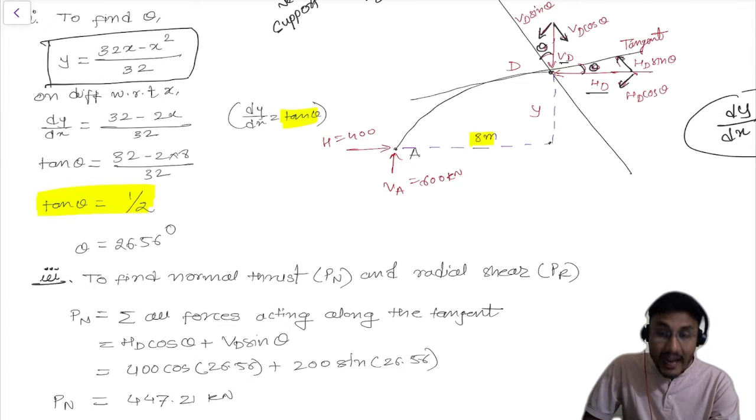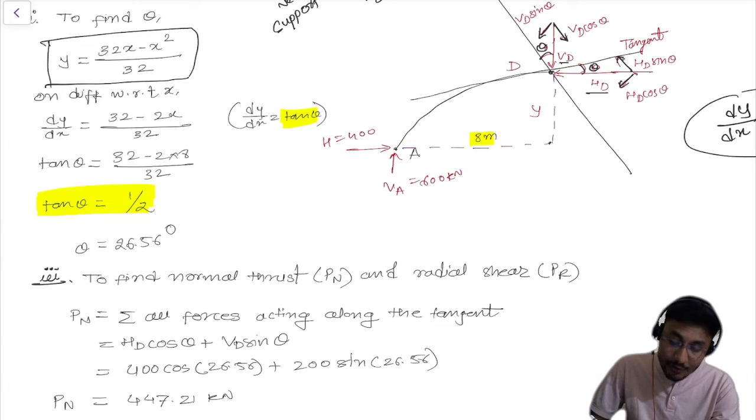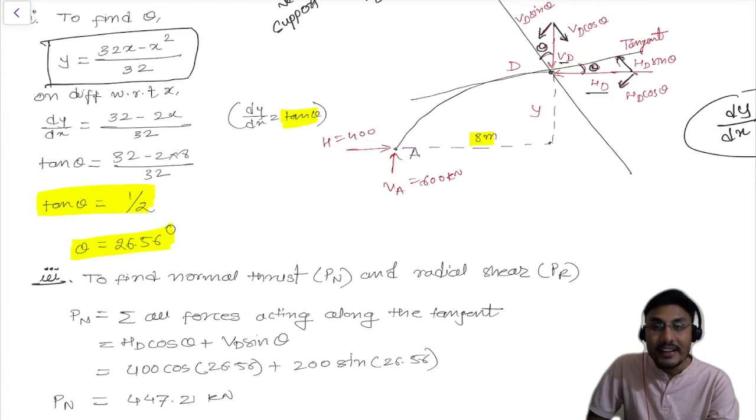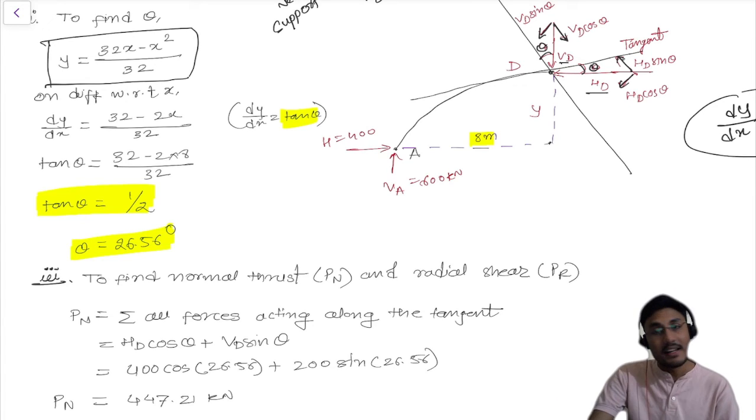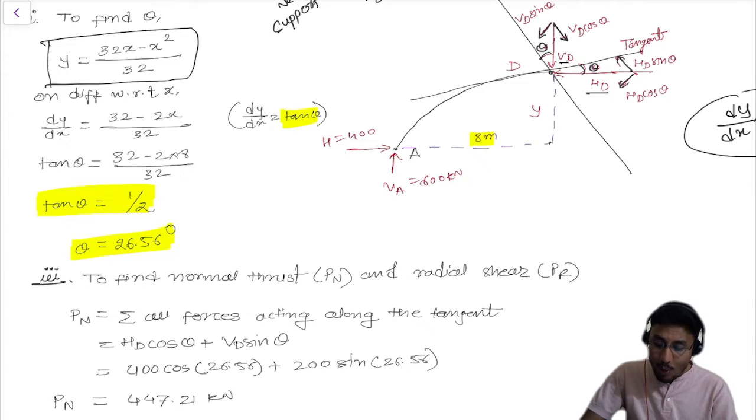Okay, and if tan theta equals 1 by 2, it means theta equals, you can easily calculate, tan inverse of 1 by 2, which is 26.56 degree. So now you got the value of theta as 26.56 degree. Is that correct? So now to calculate all these things, you can easily do the work.